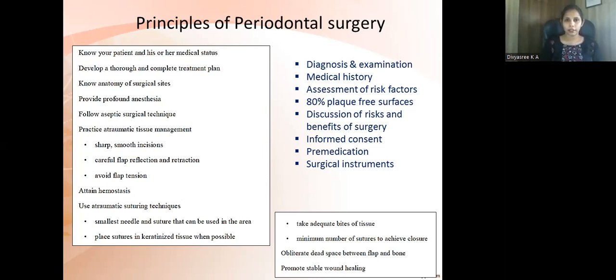Then even after the periodontal flap surgery, the suturing technique should be atraumatic and it should always attain a closure of dead space. After the suturing, there should not be any dead space between the flap as well as the bone. And we should take all the measures in order to promote a proper wound healing.